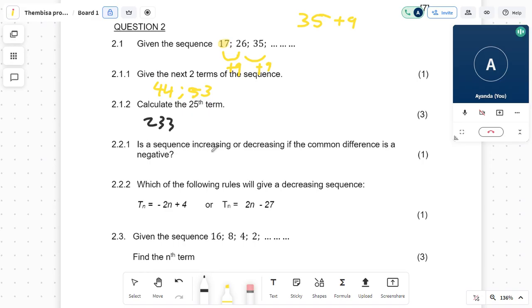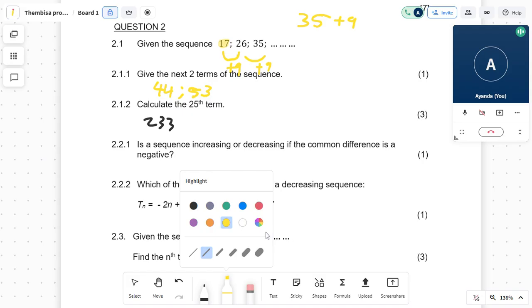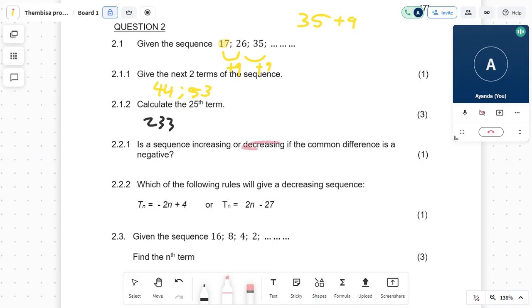Here's a theoretical question. 2.2.1 asks, is a sequence increasing or decreasing if the common difference is a negative? Let's look at the sequence we were given up here. Our common difference here was a positive. And when your common difference is a positive, it means that you're adding numbers, and so your sequence will be increasing. So if your common difference is a negative, that means you're subtracting from your previous numbers. And so that means that your sequence will be a decreasing sequence.